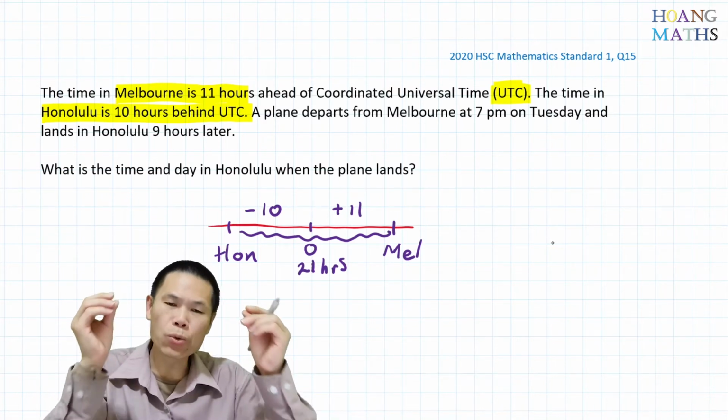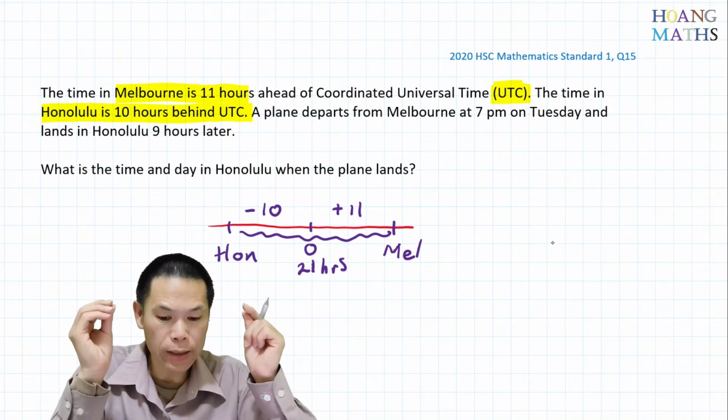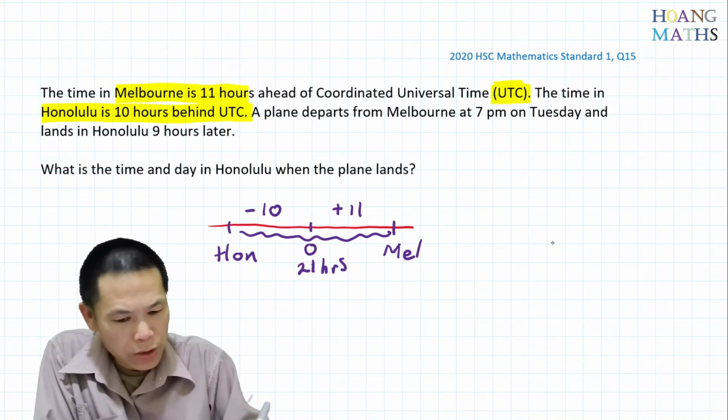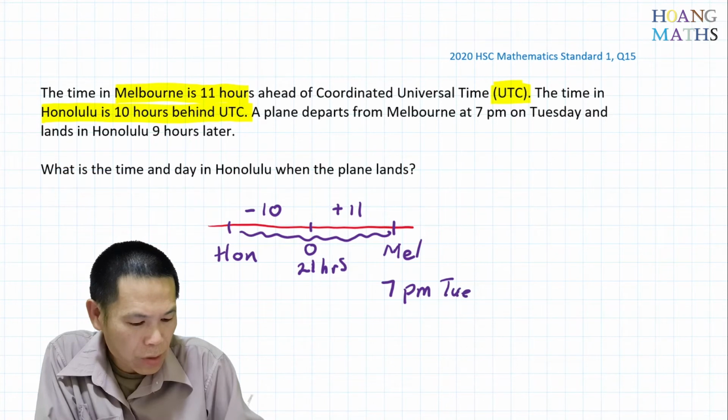So now we need to work out the time in Honolulu when the plane departs, okay? So let's say the time in Melbourne is 7 p.m. Tuesday.